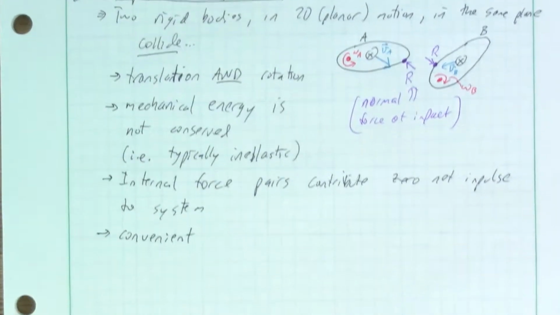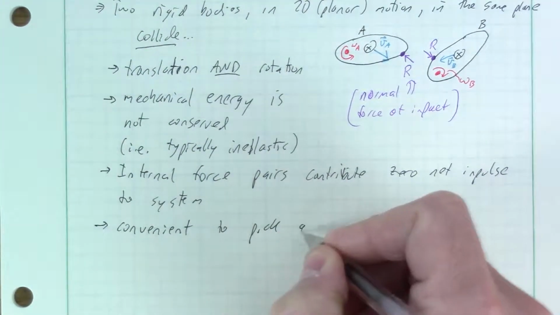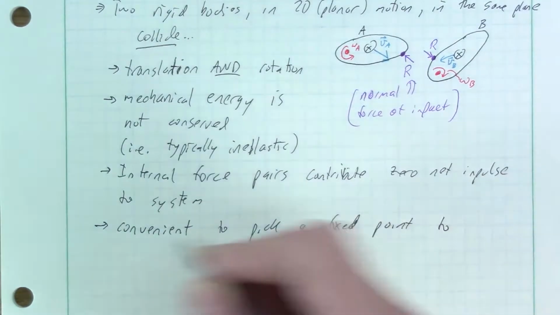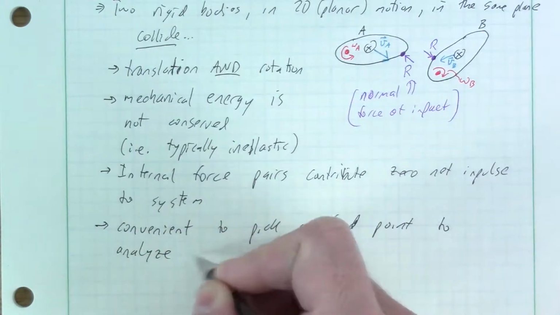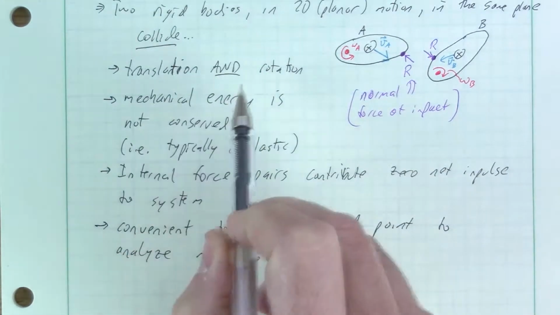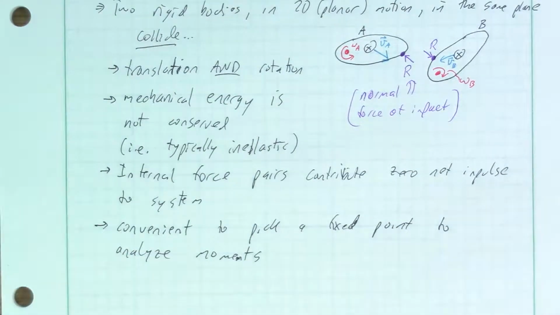Last observation, last statement to make about these. Often convenient to pick a fixed point to analyze the moments, right? Because we're dealing with translation and rotation, there's going to be both a linear momentum analysis and an angular momentum analysis. Often convenient to pick a fixed point to do our moments.